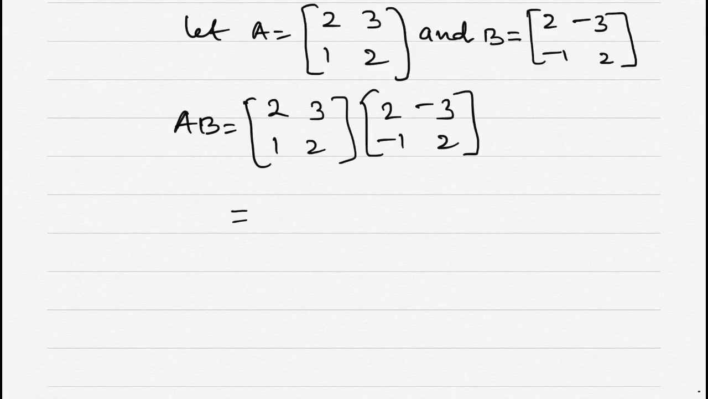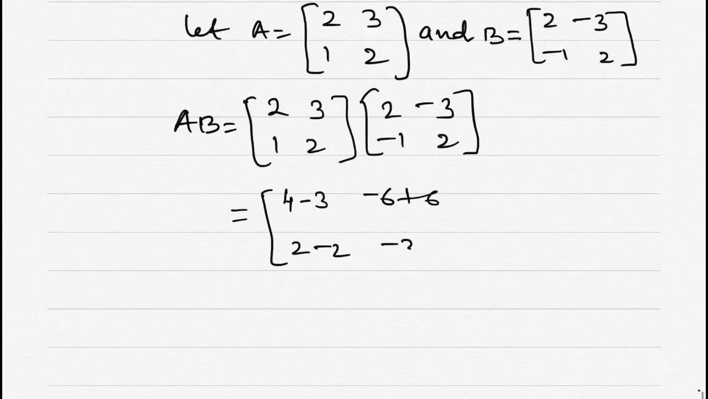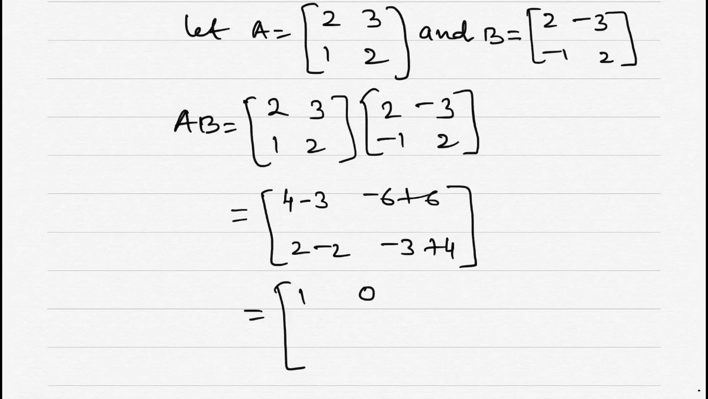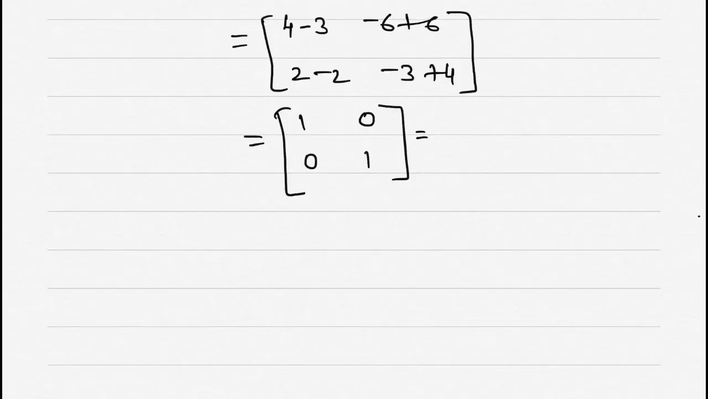Multiplying, you will get 4 minus 3, minus 6 plus 6, 2 minus 2, minus 3 plus 4. This is 1, this is 0, 0 and 1. Here A and B both are square matrices of order 2, and by multiplying we have found that their product is equal to the identity matrix of the same order.